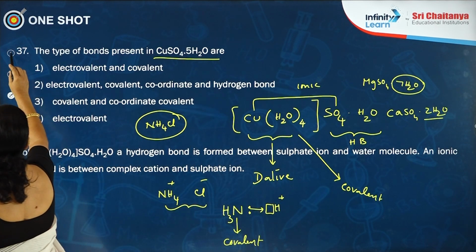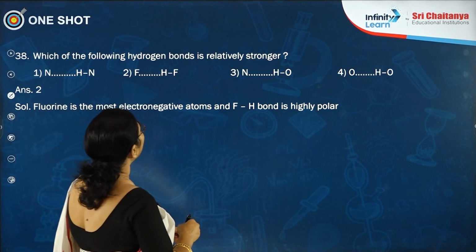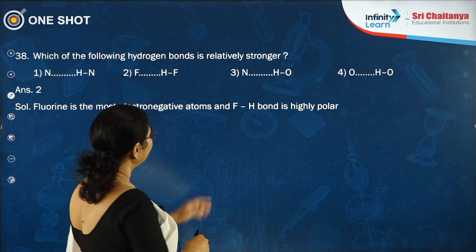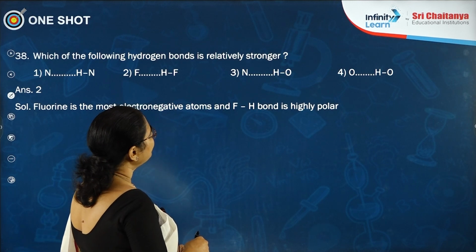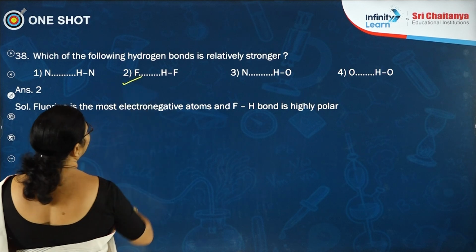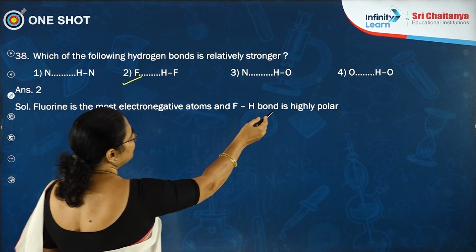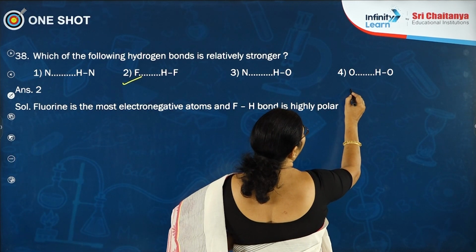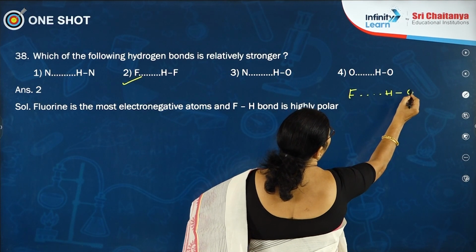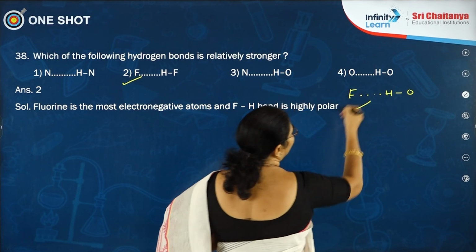Next, which of the following hydrogen bonds is relatively stronger? Few minutes back I explained, where the difference in electronegativity is more, that bond is expected to be stronger. So, answer is F. I gave another example, OHO and FHO. If you take, this is much stronger when compared to that one.